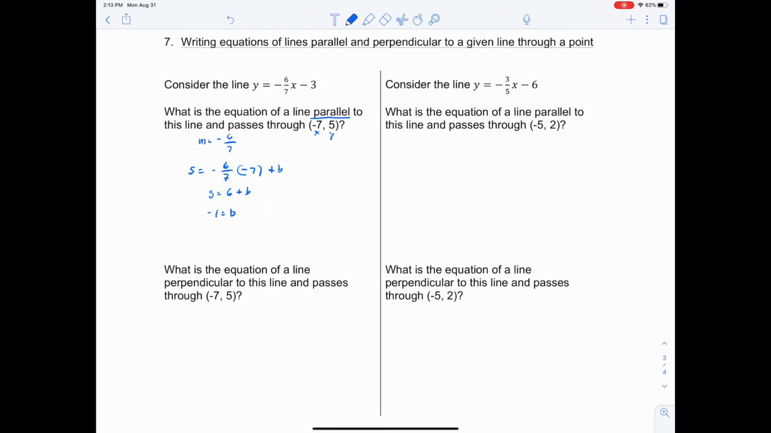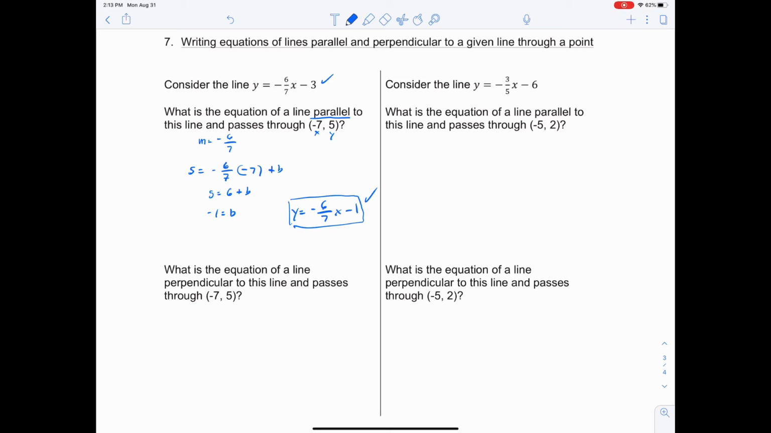Now, since lines are parallel, I'm going to have the same slope. And then I have my b, and there you have it. So if we were to put y equals -6/7 x minus 3, and we drew that line, and then we drew this line down here, you'll see that those lines will be exactly parallel to each other.